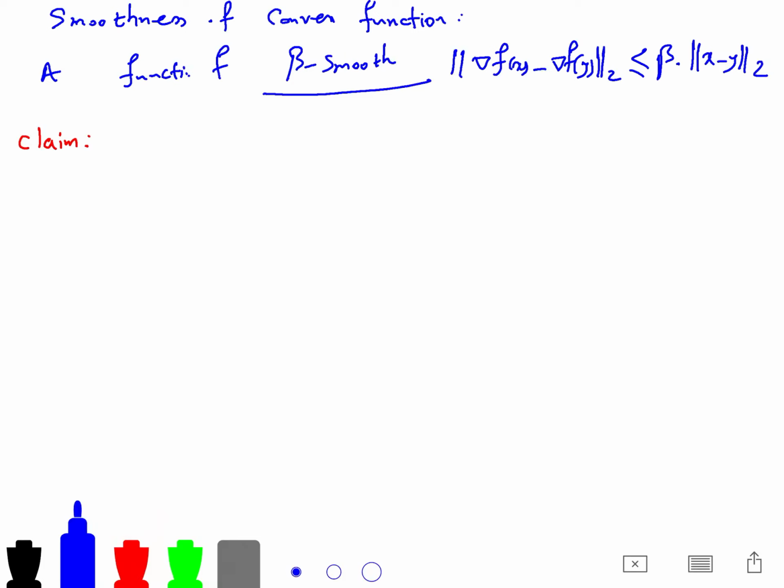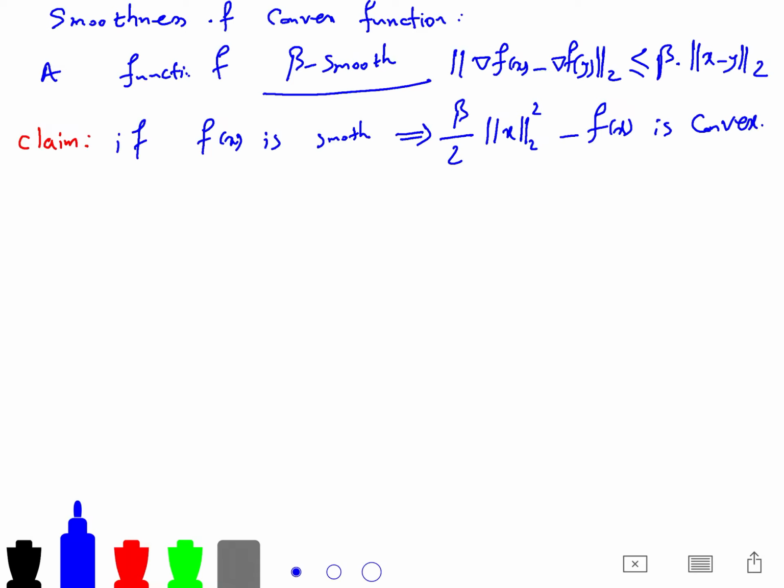So our claim is that if f of x is smooth, then beta over 2 norm x squared minus f of x is convex. So in order to prove that, we recall that if a function's gradient is monotone, then it is straightforward and easy to show that it is convex.